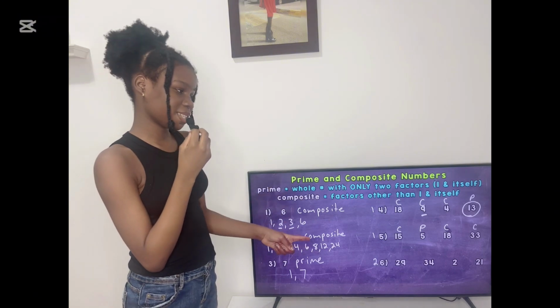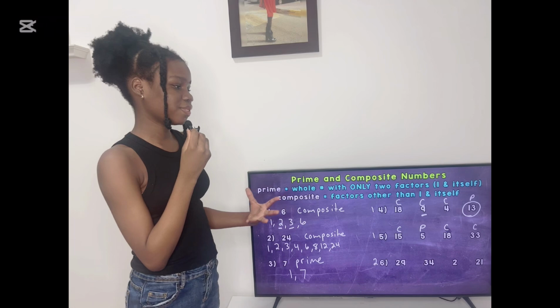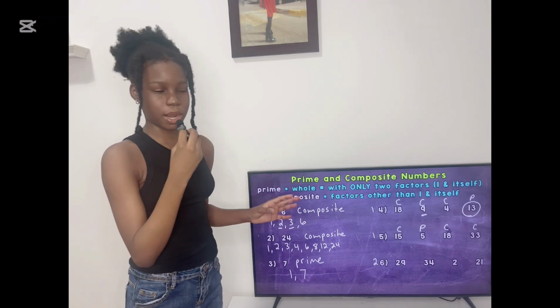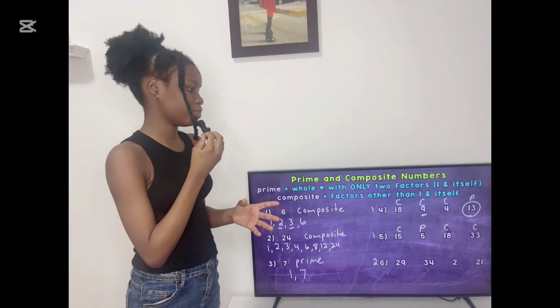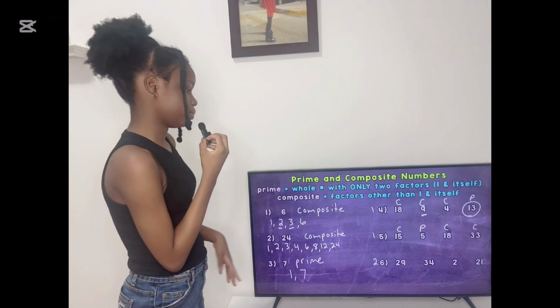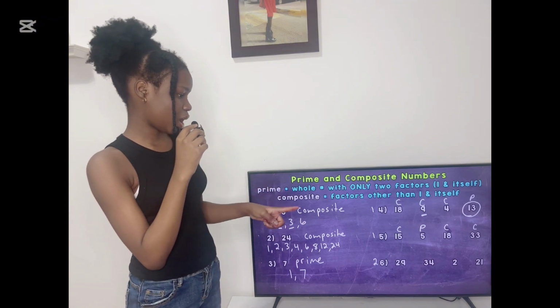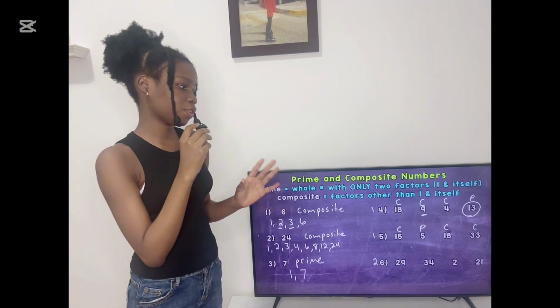So now it's 13. As you can see, it's written prime or P. So it's definitely not a composite, it's a prime. So 1 times 13 is pretty much the only two factors, 1 and itself, 1 and 13 basically. So let's solve number 5, which has 15, 5, 18, and 33.